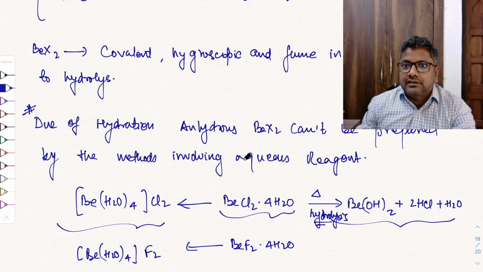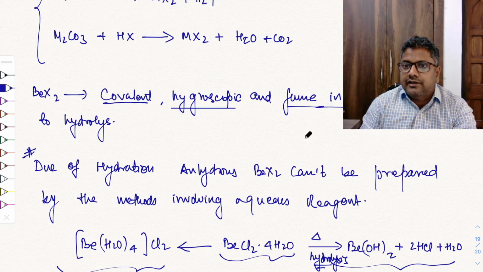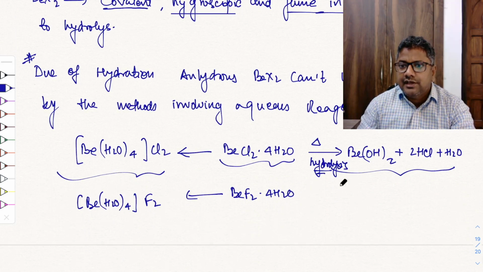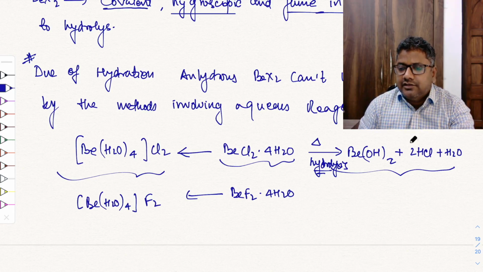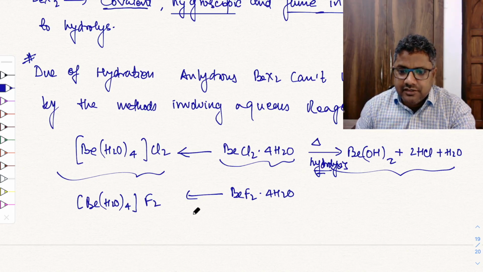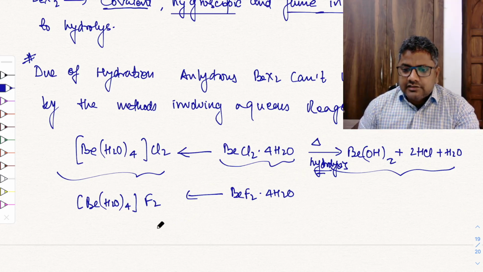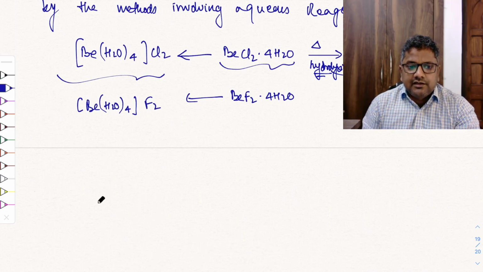So here I think I have written that these are covalent, hygroscopic and fume in air, right? Air means moisture is there. So if moisture is there, then you will get HCl fumes, HCl gas, which appears in the form of fume, right? Some other methods we are using for the preparation of beryllium halide, right?